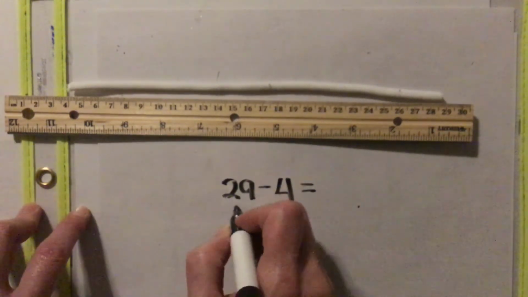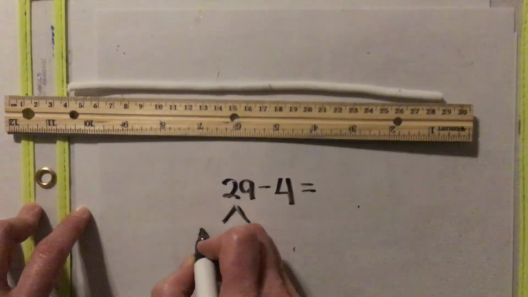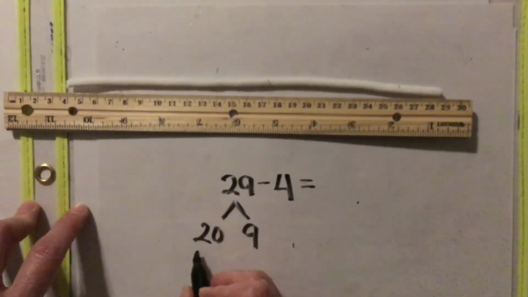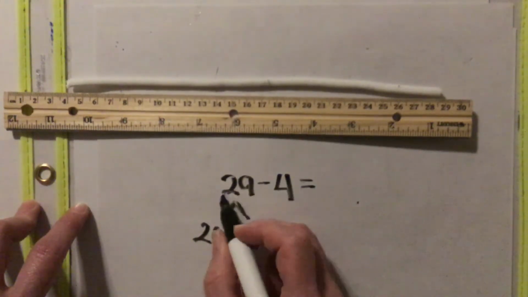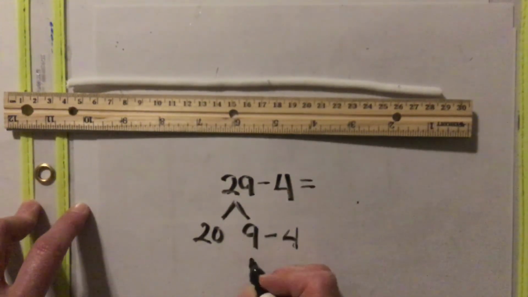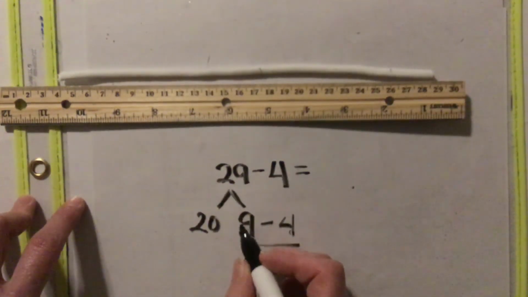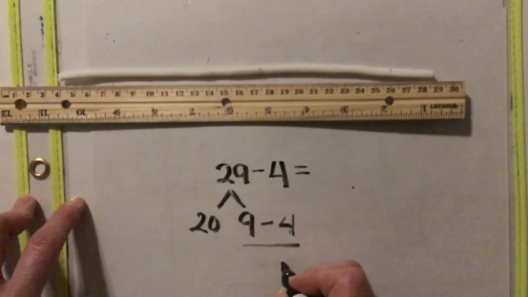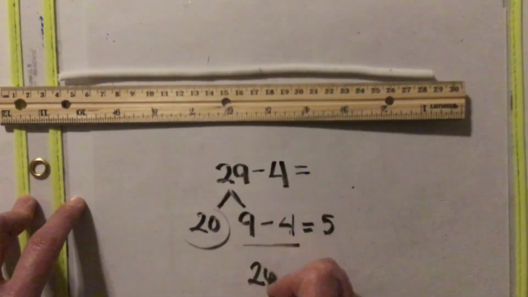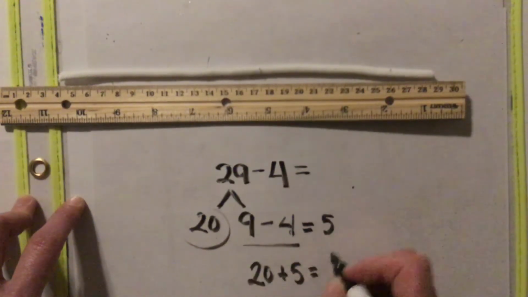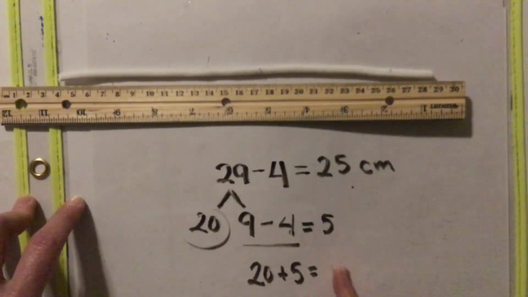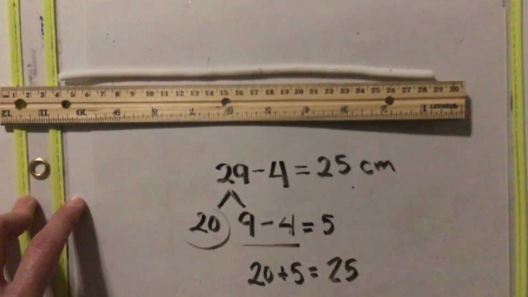So if we use our subtraction superstar methods to subtract, I know that I can separate 29 into 2 tens, 9, 20 and 9, and then I can subtract using my basic fact, subtract in my ones. 9 minus 4 is 5, and then I add the 20 back in, 25. Whoops, 25. 20 plus 5 is 25.